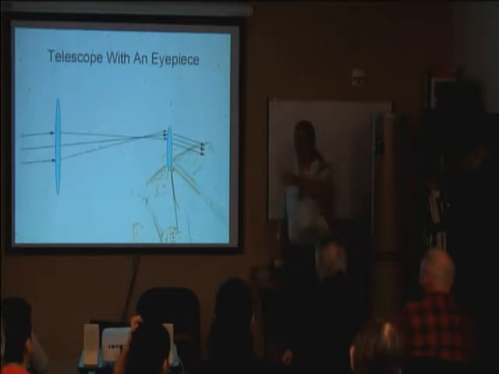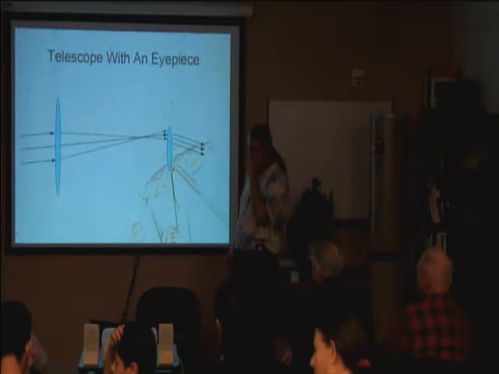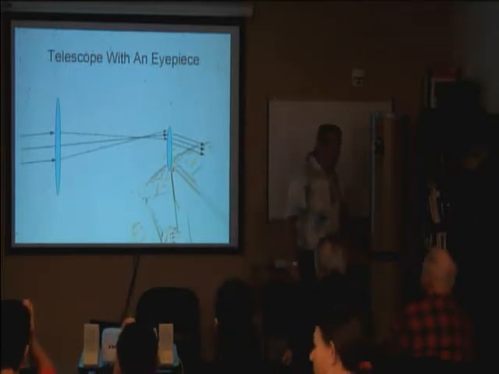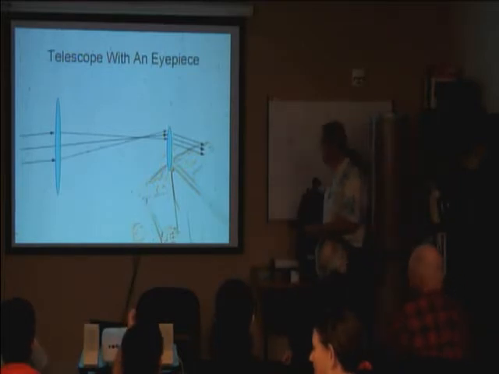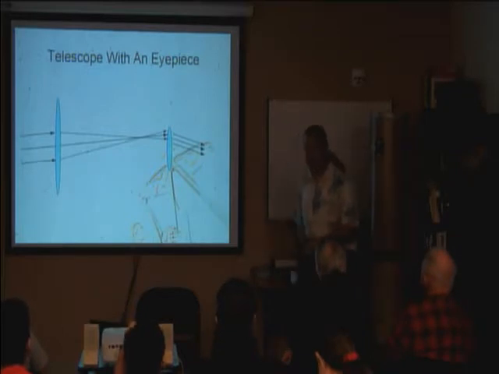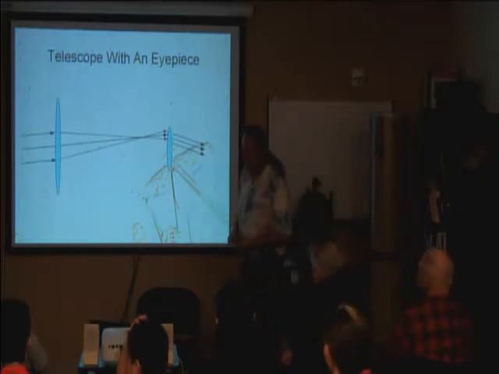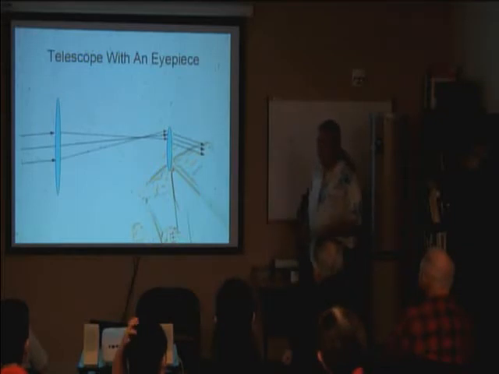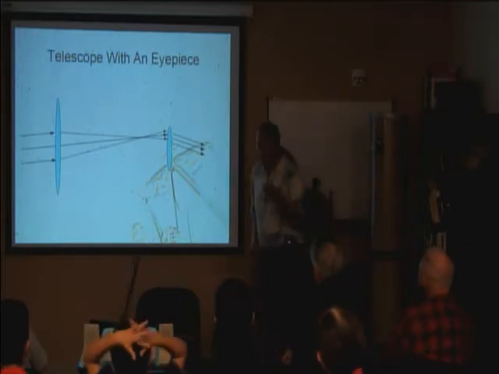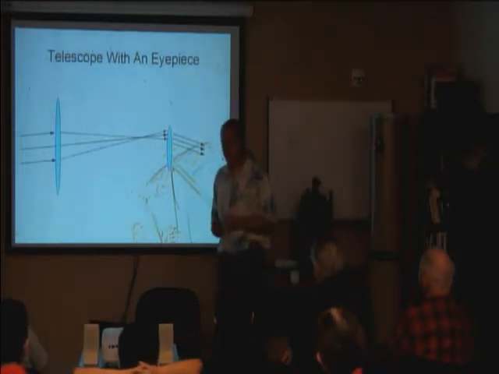Yes? I added 2 more lenses into my telescope. Would it increase the magnification of the image that's coming through? So the question is, if we add 2 more lenses into the telescope, would it increase the magnification? In other words, yes or no, it depends on the focal length of the lens.